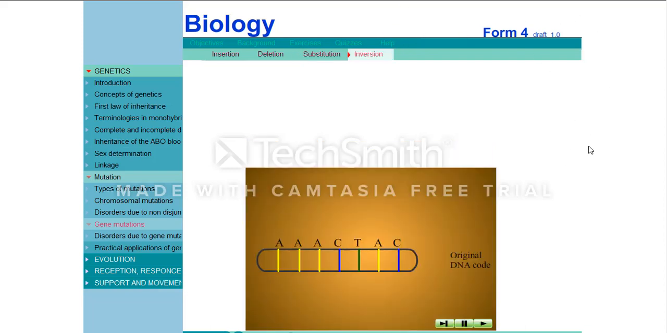Inversion. A portion of DNA rotates 180 degrees. The inverted portion rotates, resulting in alteration of base sequence. Play the animation to see how inversion occurs.